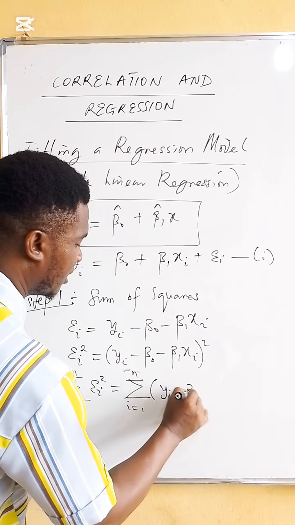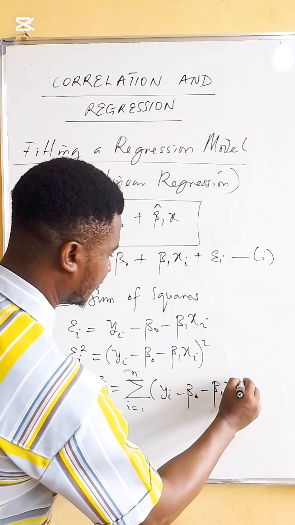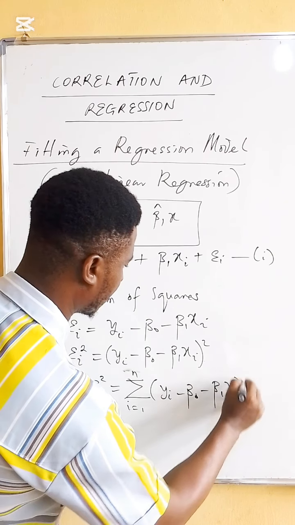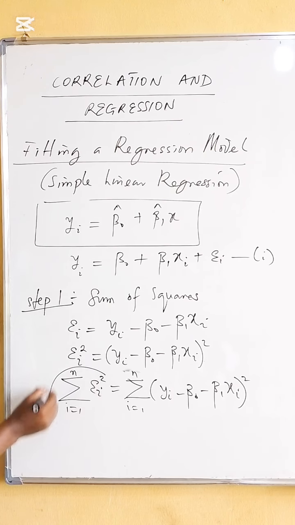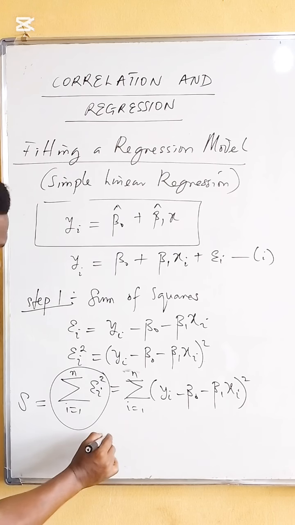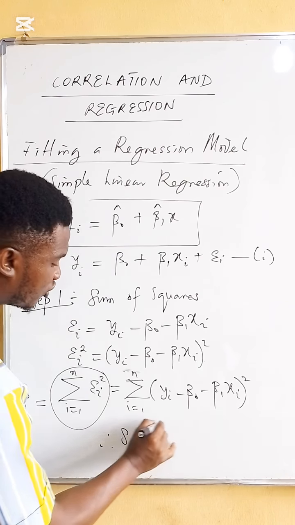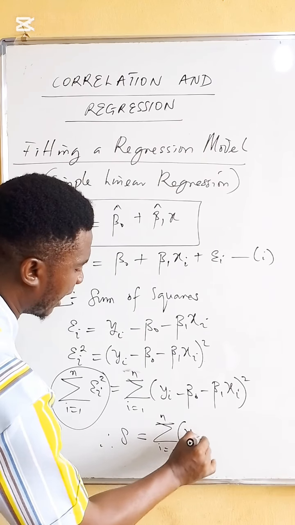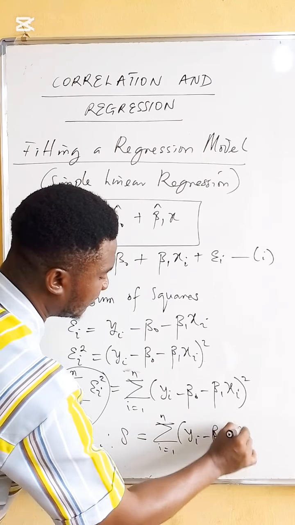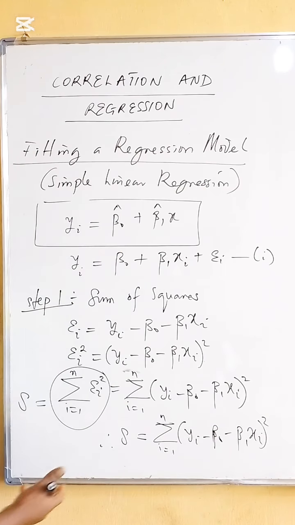So that's what I'm going to do, and this all squared. Okay, so let's now call this particular part S. Let's call that S, and that will now imply that, to end step 1, S will be equal to summation from i equals 1 to n of (yi minus beta naught minus beta 1 xi) all squared. And this concludes step 1.